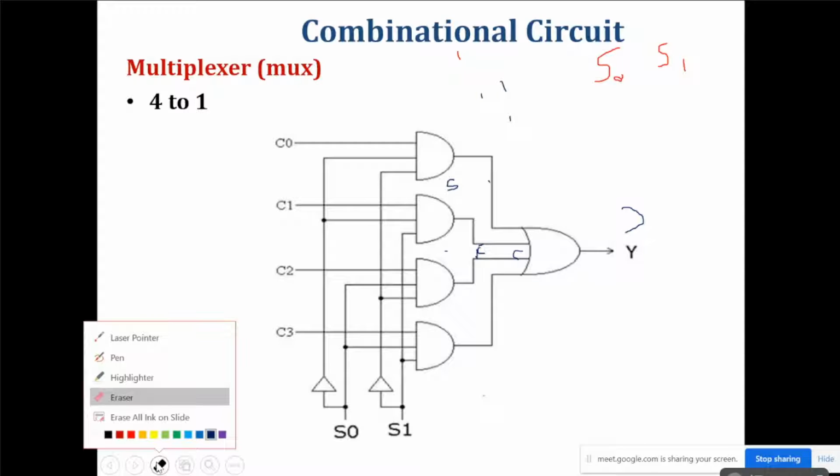Everyone please put your scholar number into the chat box.